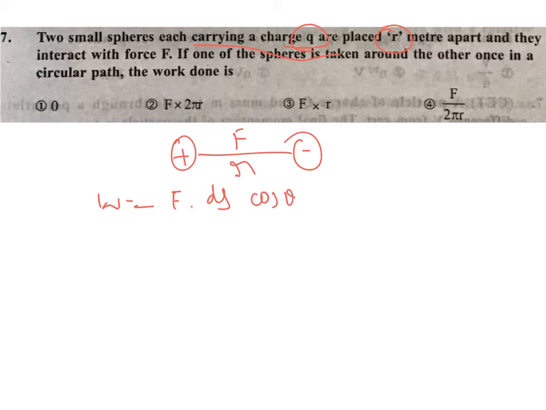If one of the spheres is taken around the other in the circular path, the work done is zero. This is nothing but a conservative force. Since the force and displacement are perpendicular to each other, theta is going to be 90 degrees, so we get the work done as 0. It's a problem based on equipotential surfaces as well. In the circular path there is no displacement along the force, or else the force and displacement are perpendicular to one another, so theta is 90 degrees. That's the reason work done must be equal to 0.